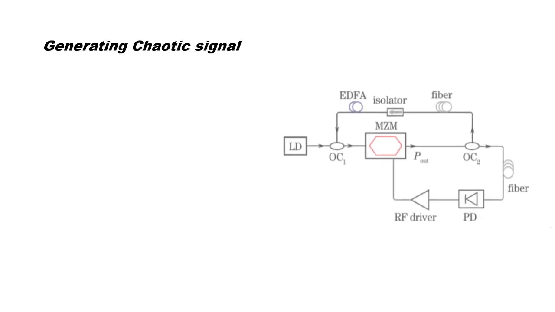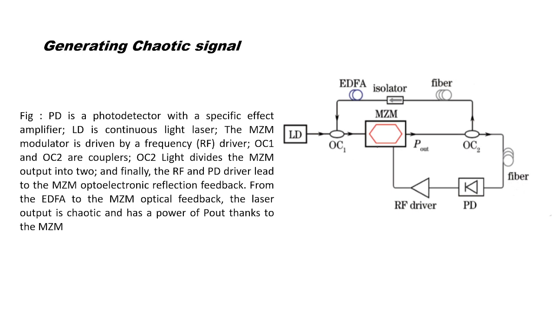Generating the chaotic signal. This figure shows how to generate the chaotic signal. PD is a photodetector with an amplifier, a CW laser provides continuous laser light, and the MZM Mach-Zehnder modulator is driven by an RF frequency divider. OC1 and OC2 are couplers, and OC2 divides the light from the MZM output into the RF and bias drivers, leading to the MZM optoelectronic feedback from the EDFA. With the MZM optical feedback, the laser output is chaotic, and the output power Pout is fed to the MZM.